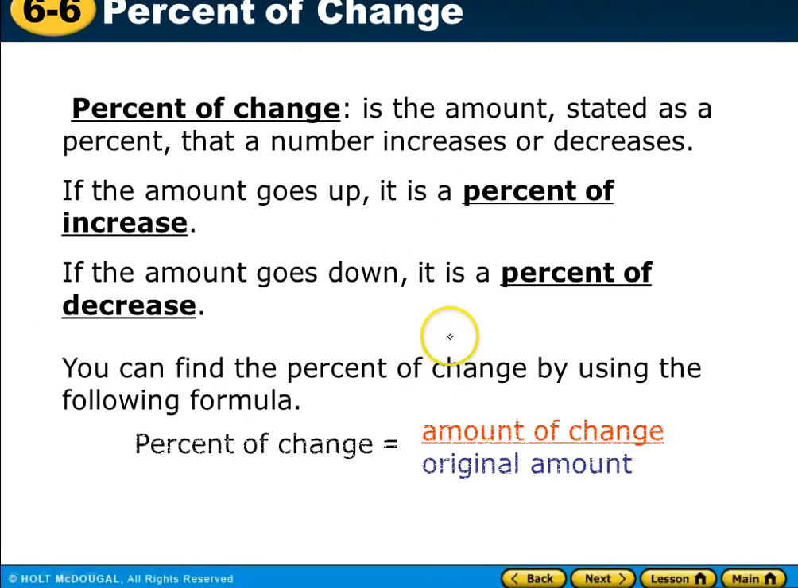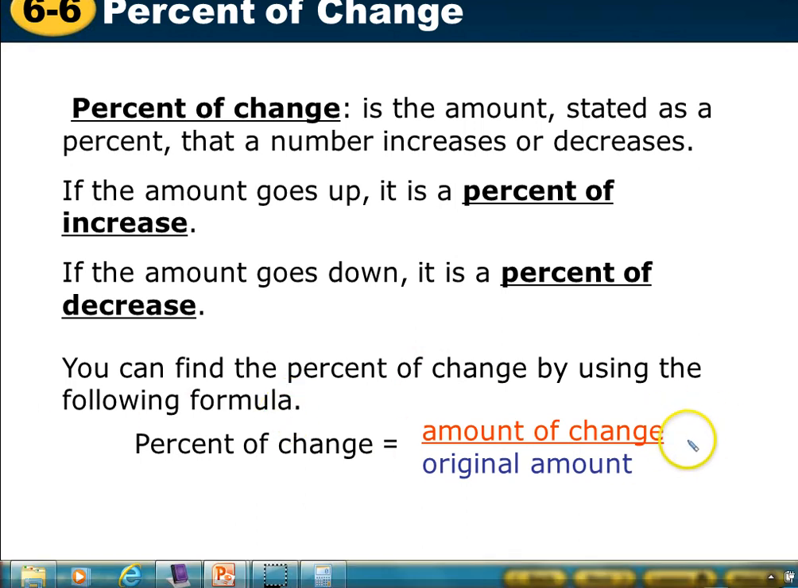Alright, now here's the formula to find the percent of change. To this formula I want to add that we need to multiply by 100 to change it to percent, otherwise our answer will be in decimal form. So the amount of change, again, to get the amount of change we subtract the two numbers and then we divide it by the original amount. That means the number that we started with.